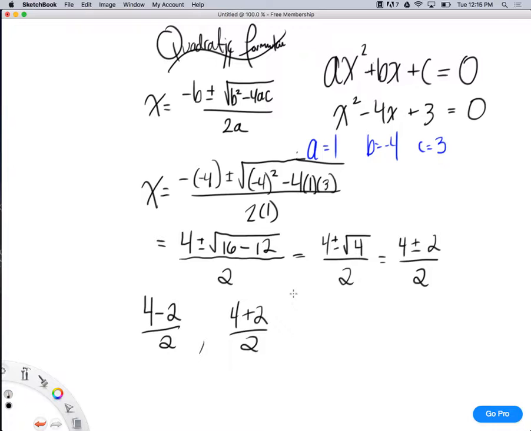Do you guys all understand that? Okay. 4 minus 2 is 2, divided by 2 is 1. 4 plus 2 is 6, divided by 2 is 3. So x equals 1 and 3. And if you did the bell ringer, you would have seen that those are the solutions by factoring as well. So this one you could have factored, but you can also use the quadratic formula. Does that make sense to you guys? Any questions on that?